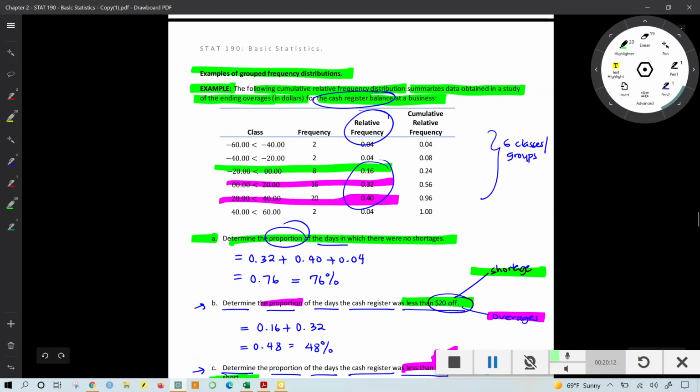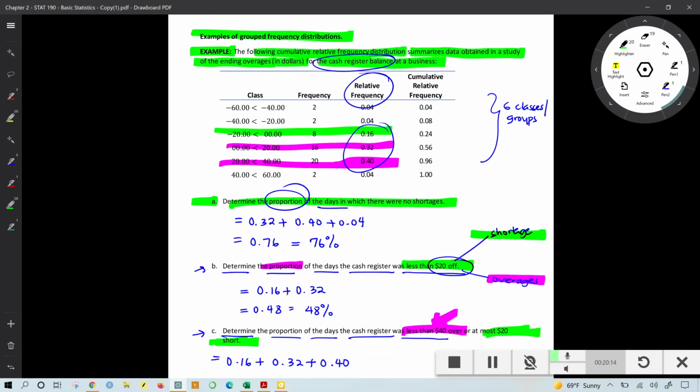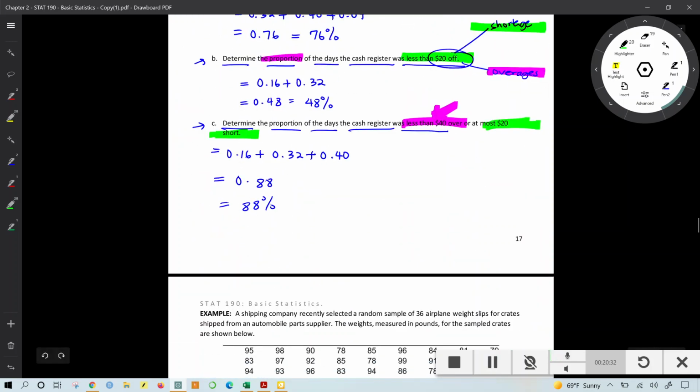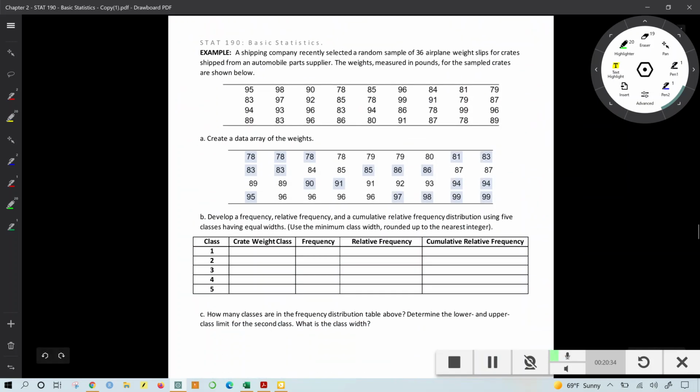So at this point, we have completed a quick question on a grouped frequency distribution. It also has cumulative relative frequency, so we can call it a relative, cumulative, or cumulative relative frequency distribution. We'll now proceed to the next page.